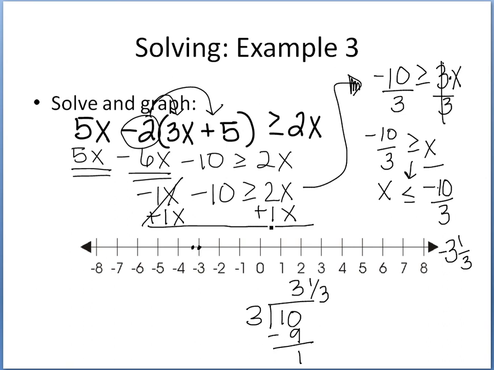Now, we want it to be a solid dot, so I'm going to put a nice big solid dot at negative 3 1/3. And it's just estimation. And we need it to be less than or equal to. So I'm going to erase this little dot that I had right here, because that's not part of our answer, because we're going this way. We're going less than. Okay, that's it.